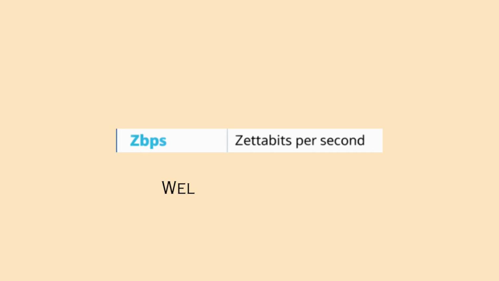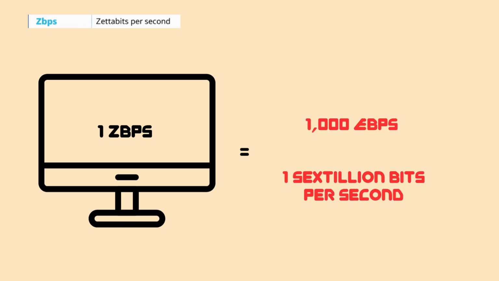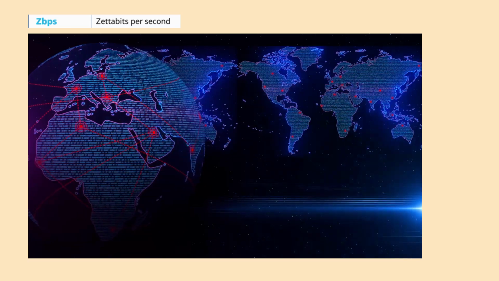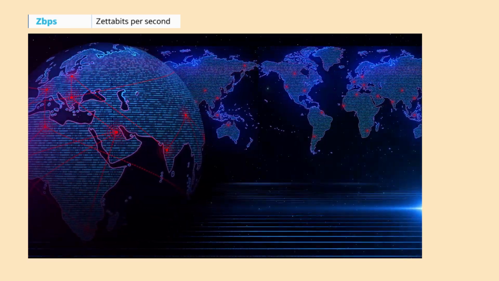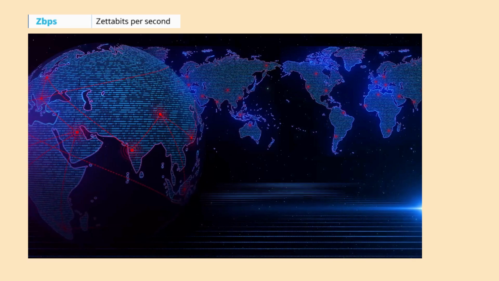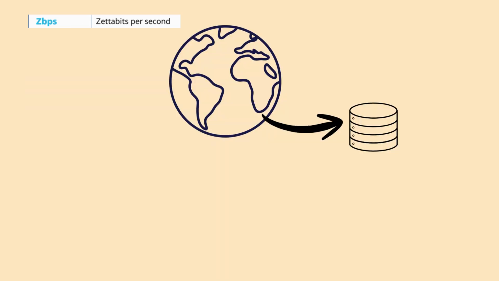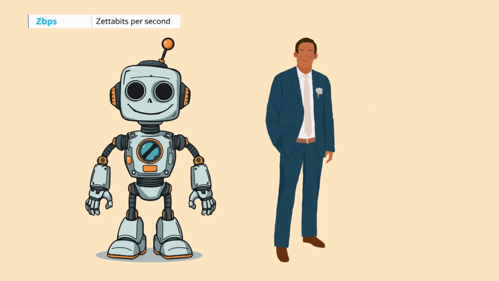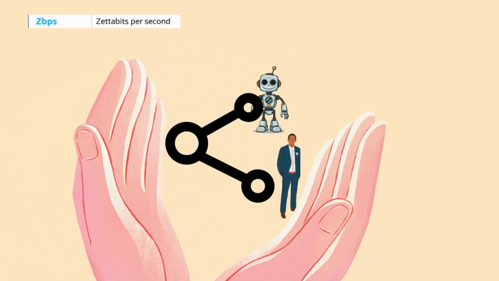Zettabits per second. 1 zettabit per second equals 1,000 exabits per second, or 1 sextillion bits per second. This speed is beyond infrastructure. Not even all global internet traffic comes close. At this speed, we could copy all internet data ever created by humans in less than a second. It reflects a future where the physical and digital worlds are deeply integrated and data flows continuously without noticeable delay.